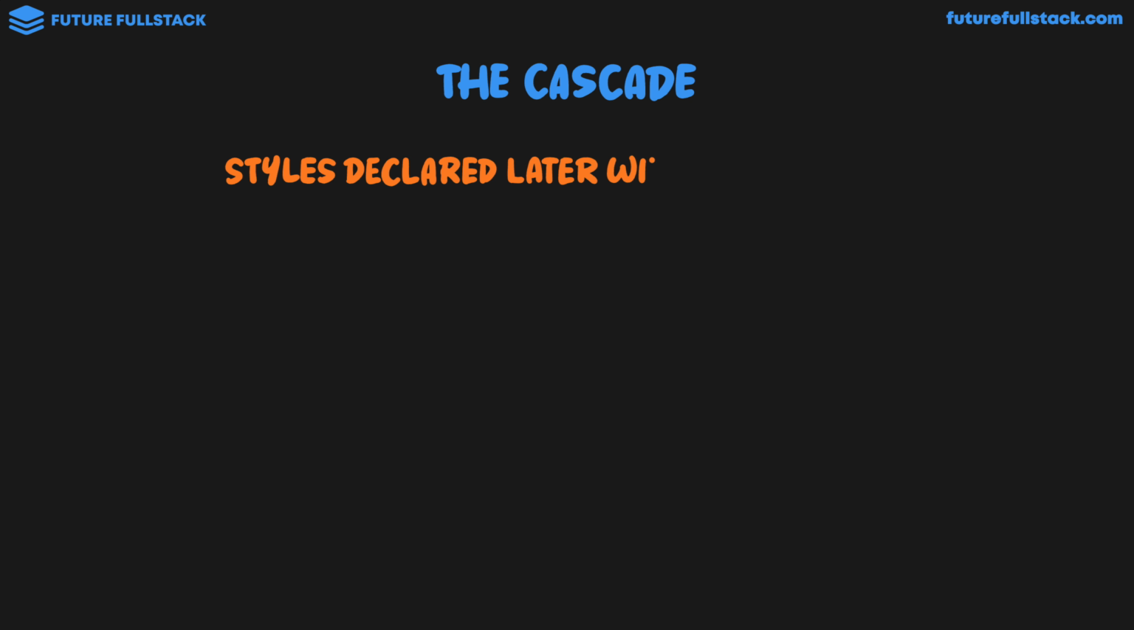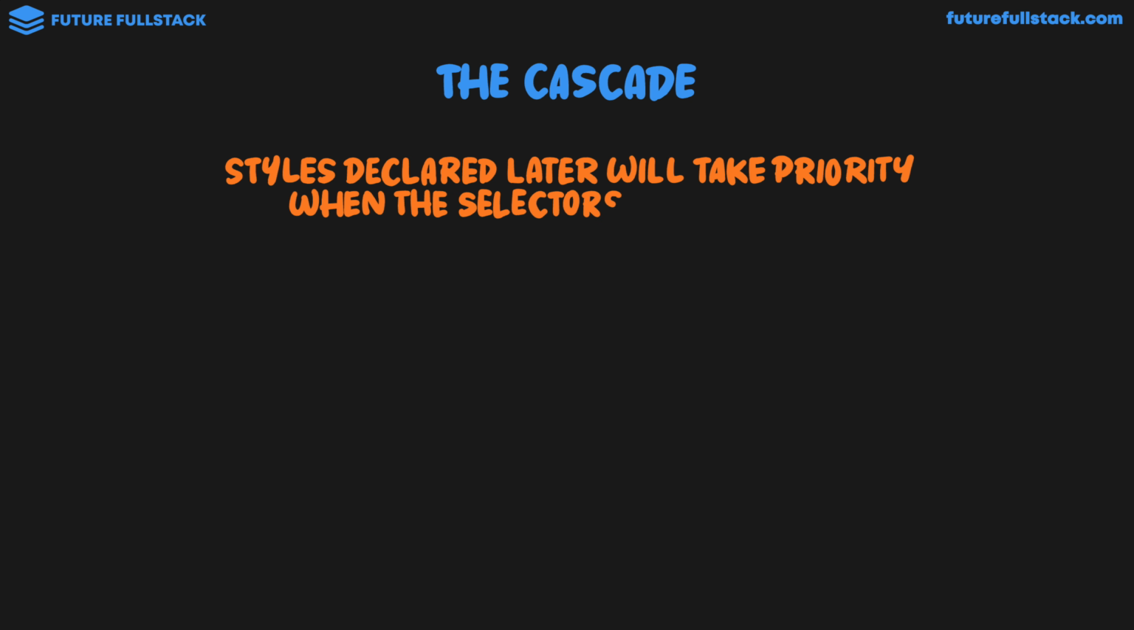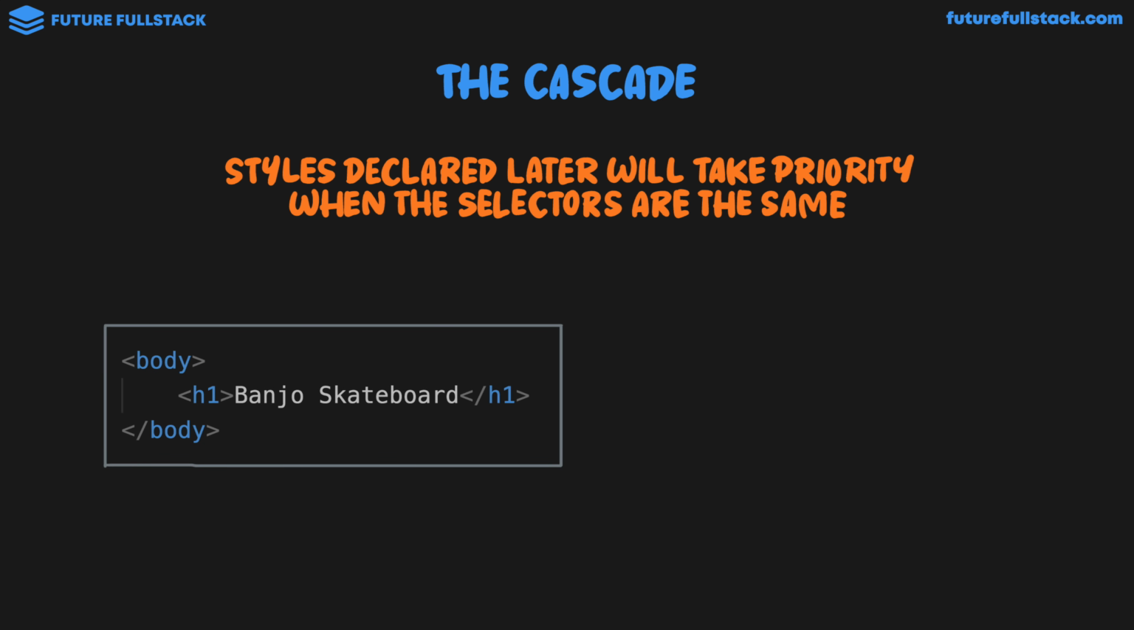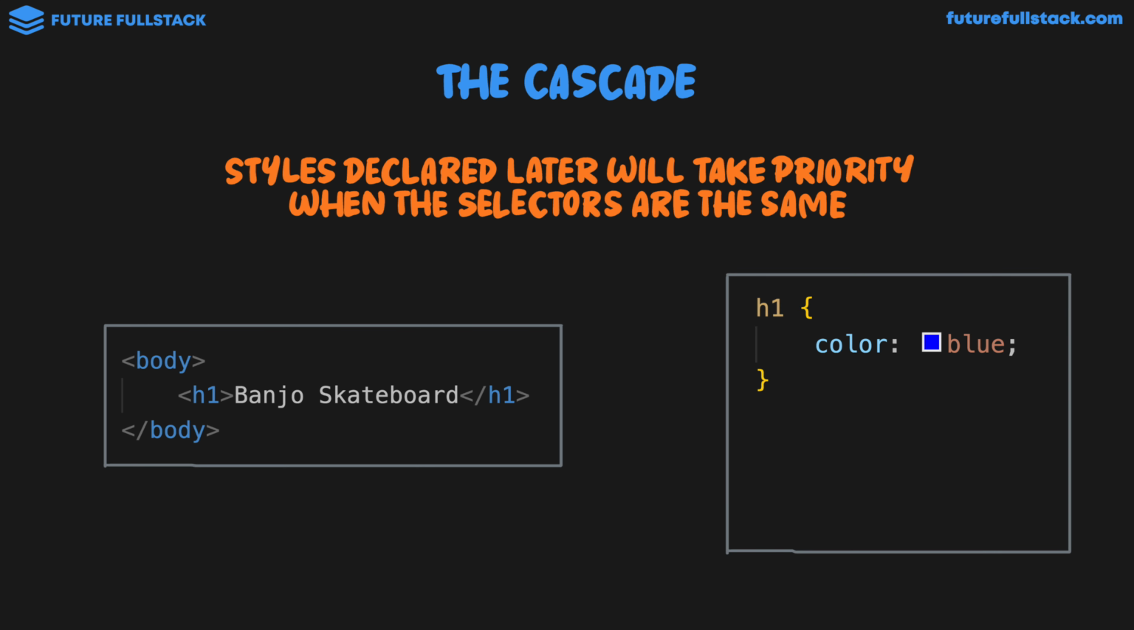Before we look at specificity, let's do a quick recap of the Cascade. The Cascade is about how styles declared later will take priority when the selectors are the same. For example, looking at this snippet of HTML, we have an H1. In CSS, we could style this selector by using the type selector to grab the H1 and then give it a color of blue. Later on in the sheet, we can grab the H1 again using the type selector.